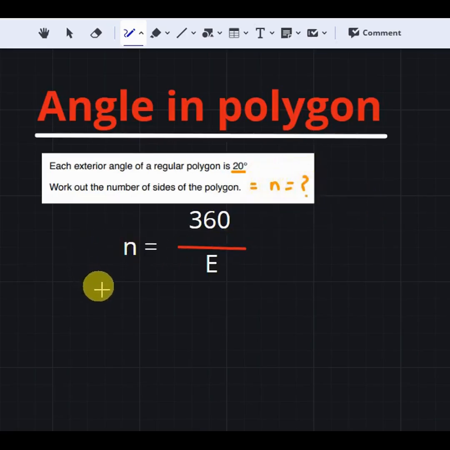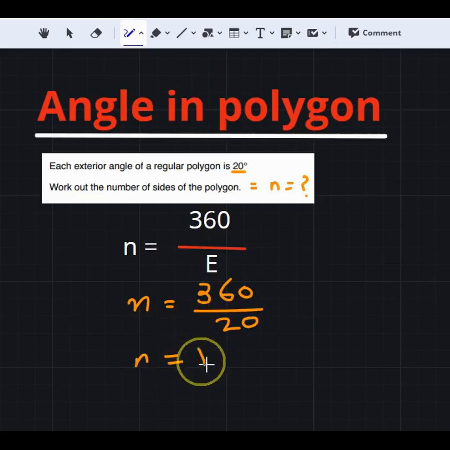So now I have to remember the formula. The number of sides is equal to 360 divided by E. E is the exterior angle there. Now I substitute the value of the exterior angle. So n is equal to 360 divided by 20. So n is equal to 360 divided by 20, which is equal to 18.